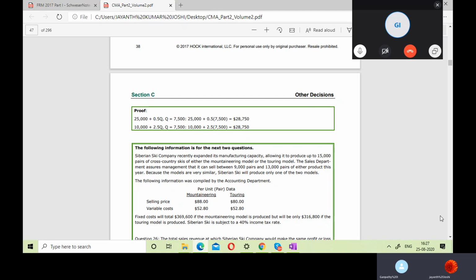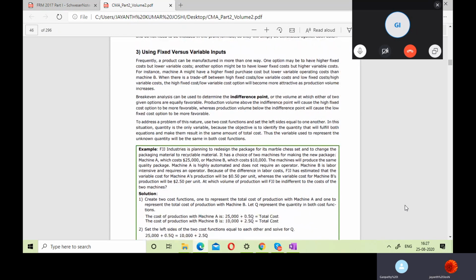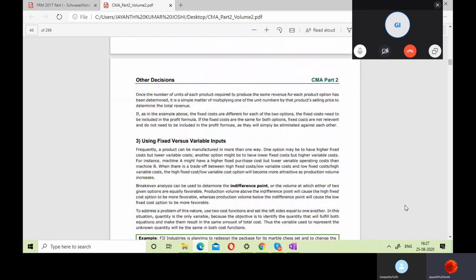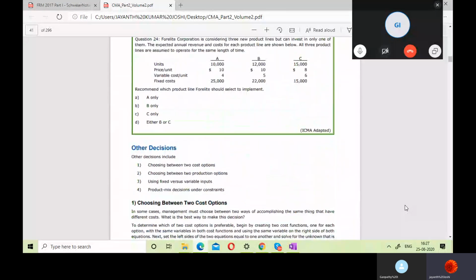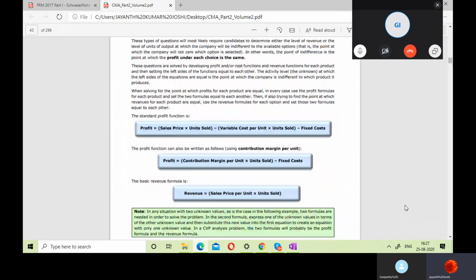Now let's go for the next question. Using fixed versus variable inputs. We have done two options, two cost options, production options, we have seen. Now we are seeing fixed versus variable and product mix decisions under constraints.